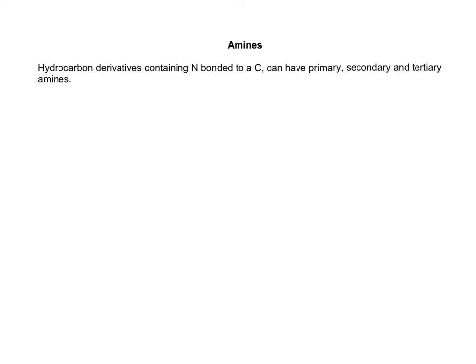Amines. Amines are hydrocarbon derivatives containing a nitrogen bonded to a carbon, and you can have a primary, secondary, or tertiary amine. Which one you have depends on how many carbons the nitrogen is bonded to. So, basically, they all come off of the ammonia structure. So if you replace one of those hydrogens with a carbon, you have a primary amine. So it's still bonded to two hydrogens and some carbon chain.